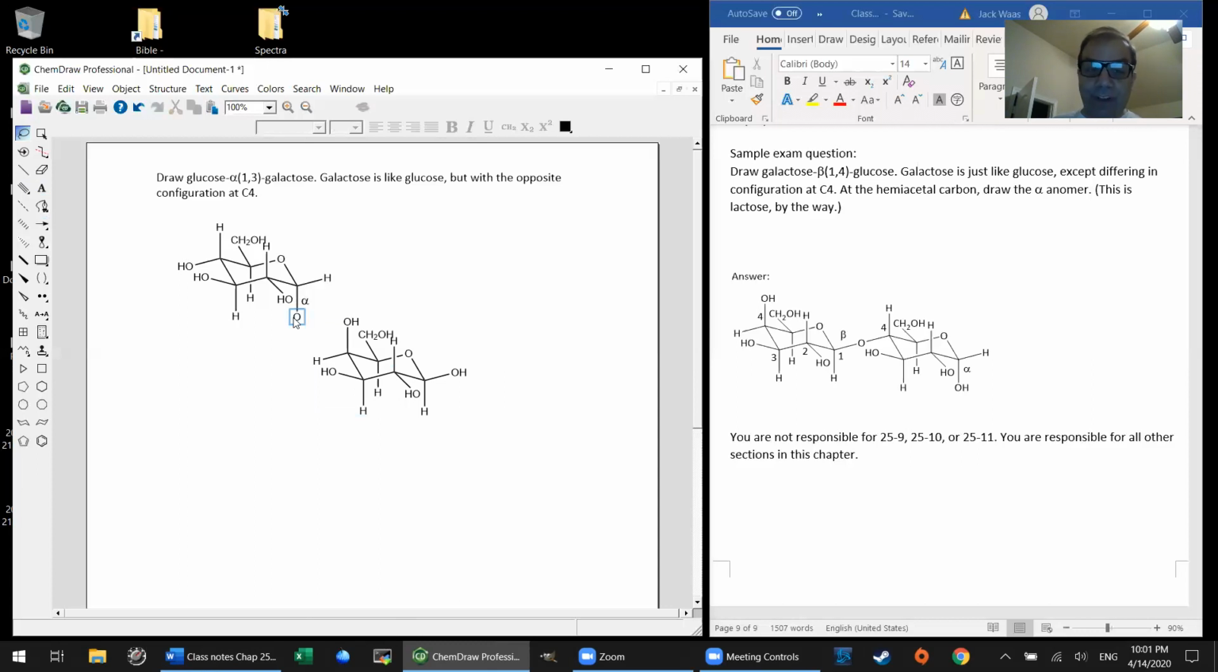How do I know where to connect it? Well, at carbon 3 of galactose: carbon 1, carbon 2, carbon 3. That means instead of OH, this O is going to be over here. And so that's exactly where I'm going to connect it. Let's see if I can do this. I think I might have not made my job particularly easy.